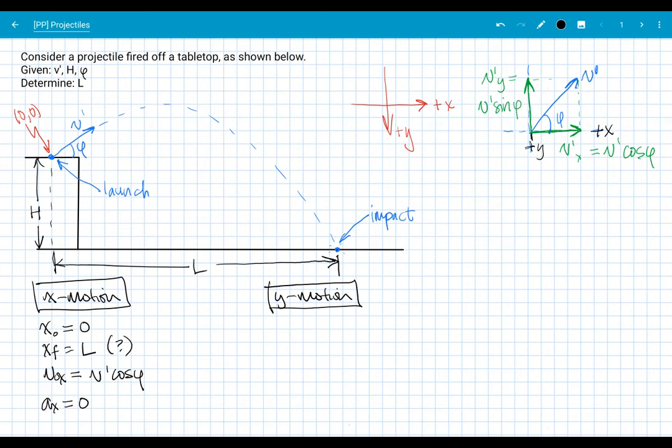This is a projectile. If you're not familiar with projectiles yet, you shouldn't be watching this video. You should be doing the reading first and the lecture videos first.